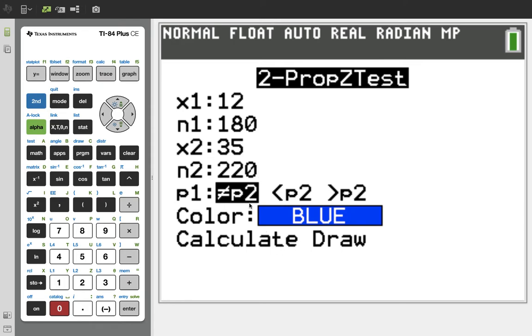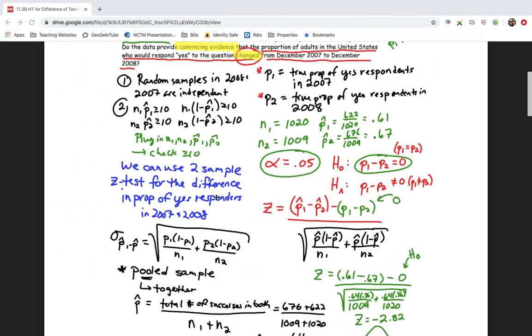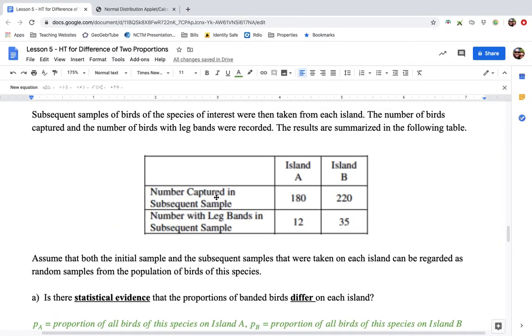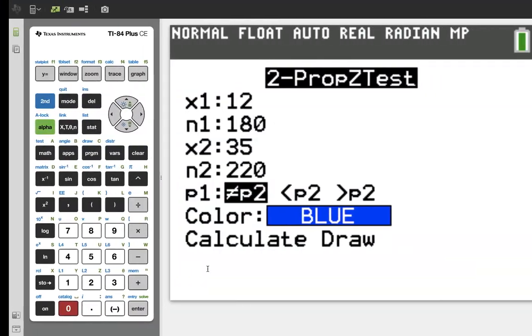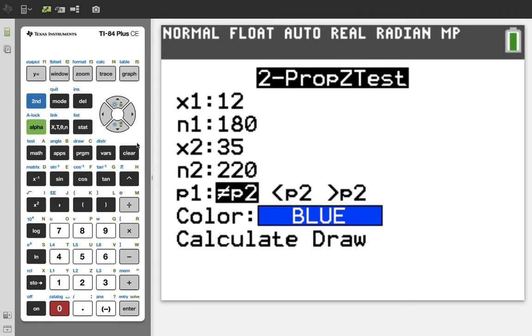Okay, what is our alternative hypothesis? Our alternative, if you look at it, what do we have here? When we wrote this, the alternative hypothesis was a not equal to hypothesis. So P1 would be PA and P2 would be PB. So we would pick the not equal to. Not equal to, go down to calculate. If you hit draw, it's just going to draw the normal distribution for you and give you the probability. Calculate, and here we go.